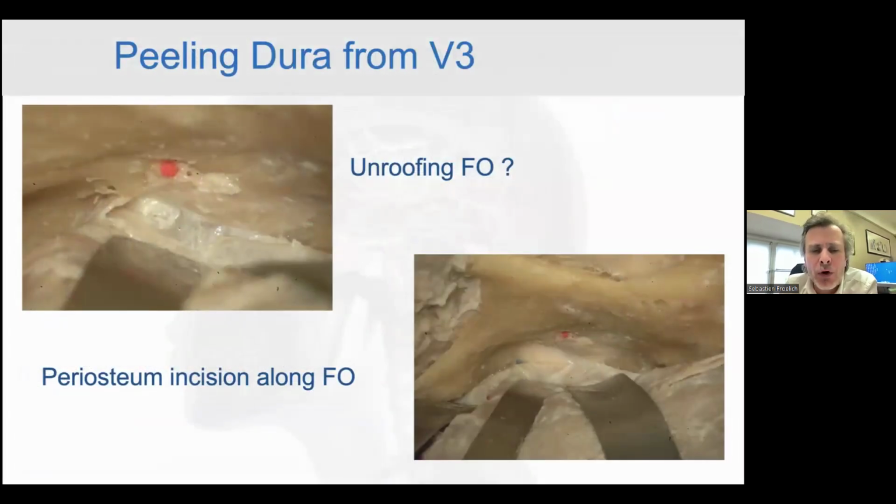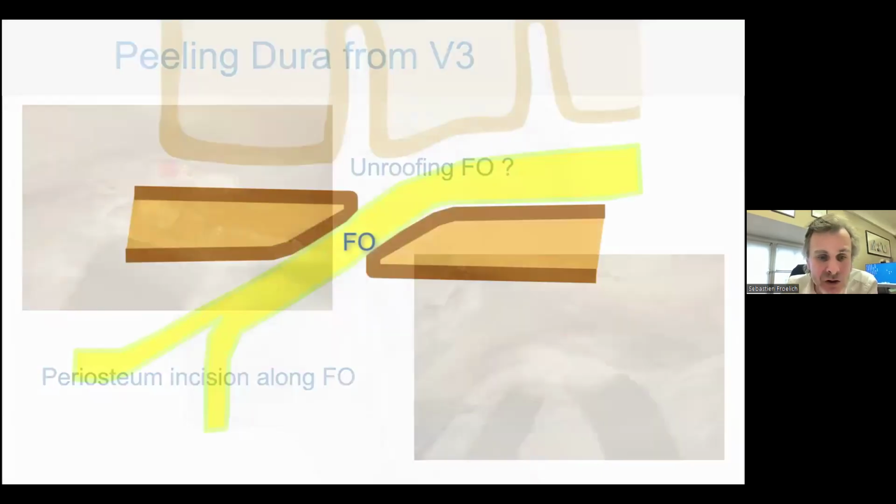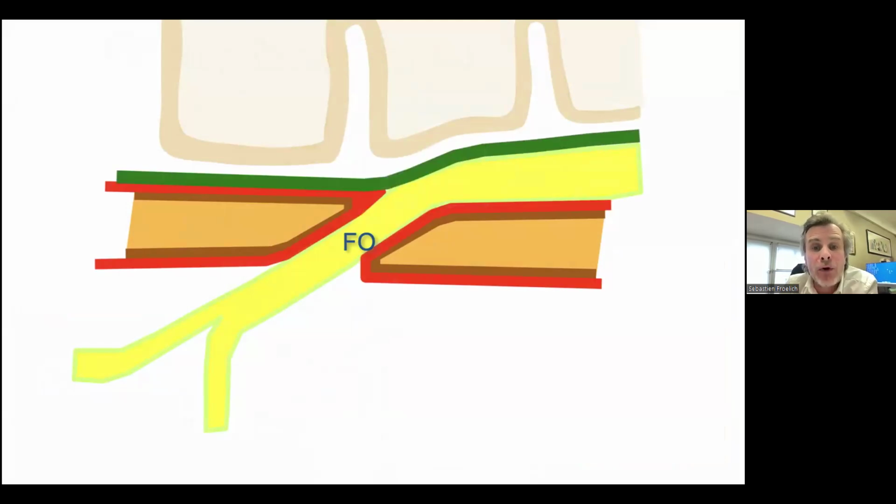Do I unroof foramen ovale? Not necessary. But then you need to peel the dura from V3 if you want to reach the petrous ridge. If you don't do that, you will elevate the dura very hardly, and you will elevate V3 with the dura. So you have to disconnect the dura from V3. For this, you do an incision of the periosteum along foramen ovale.